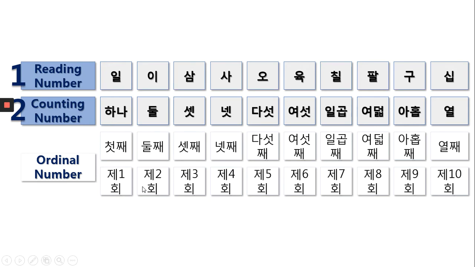Or we also have another form, this one. We put 제 and 회. So this one, 제1회, 제2회, 제3회. This is also an ordinal number. But I think we seldom use this system. So what you need to memorize is these two: reading number and counting number. Shall we memorize together?